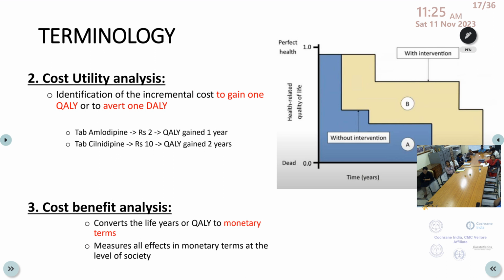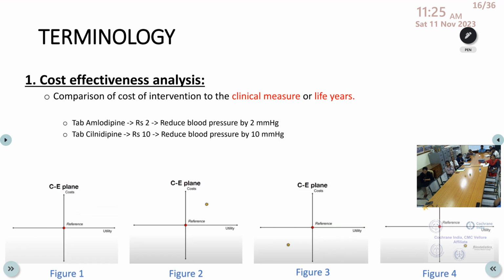So if the new intervention is in the CE plane, it means cilnidipine is better than amlodipine, but it is also costlier. So that's when the question comes: should we give it or not? Because if it's so costly with a mild benefit, we would not want to give it. Whereas if it's only marginally costlier with a lot of benefit, we would want to give it. So to calculate how much more benefit it is, we use the term ICER, which will give us a value.